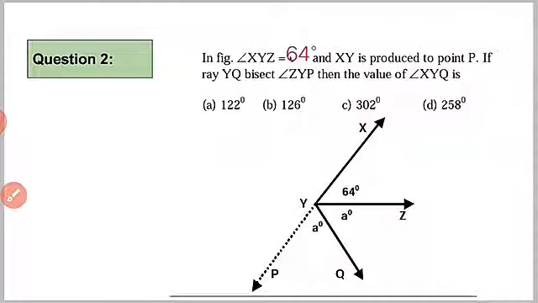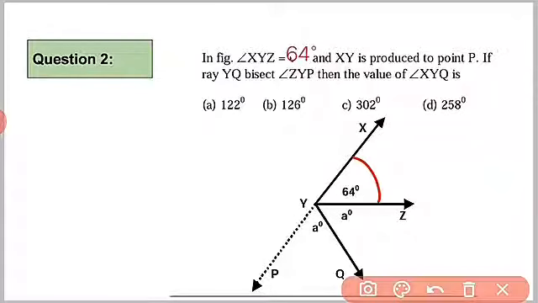Taking the next question. In this question, we have been given the angle 64 degrees, that is XYZ, and XY is produced to point P, and ray YQ bisects the angle ZYP. That means these two angles are equal. We see that all three angles lie on a straight line. So the sum of all these angles will be equal to 180 degrees.